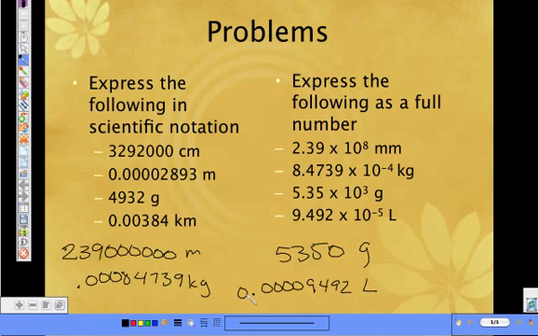And you can put a 0 in front of the decimal point. That's fine. You don't have to. Whatever you want.